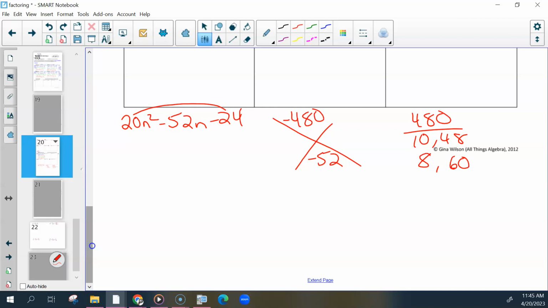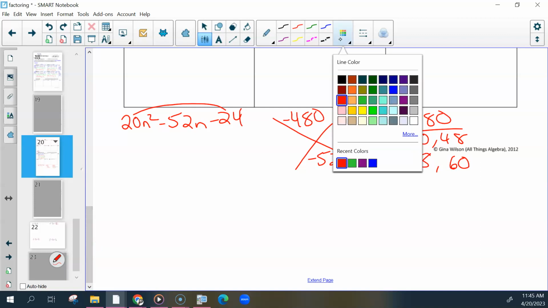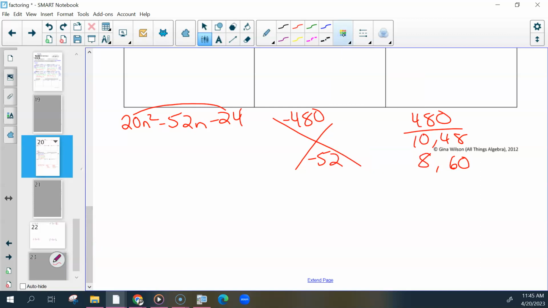Yes. So you may not have to list out all the numbers, but that might help you if you get bigger numbers. Which one would be negative? 60. So then we could rewrite this into 4 terms. 20n squared. I'm going to put 60 with 20. Negative 60n plus 8n minus 24. And then split the middle.